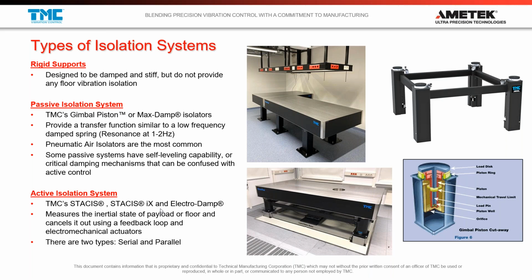Passive isolation systems, we're going to define as anything that is not using active feedback control. Usually it's mechanically regulated and numerically regulated air systems or springs. They're usually pretty soft springs. They've got low resonant frequencies, around 1 to 2 hertz, and some of them have self-leveling capability. So that would be something like these systems here, these sort of piston systems. They're very, very common for optical tables.